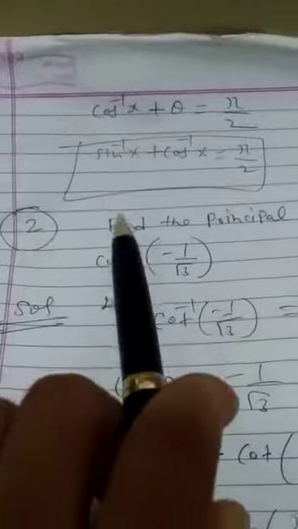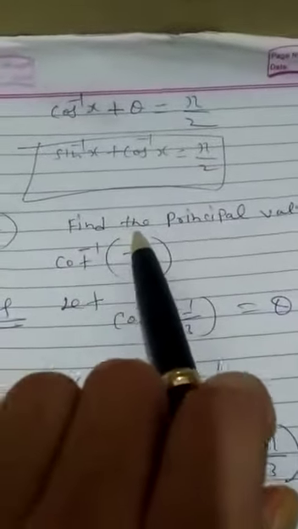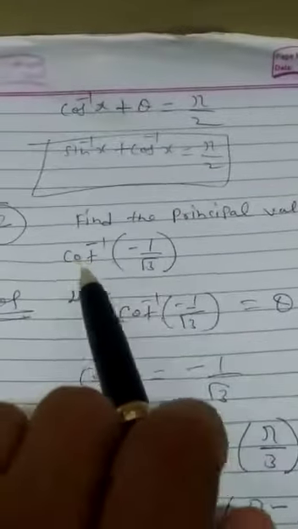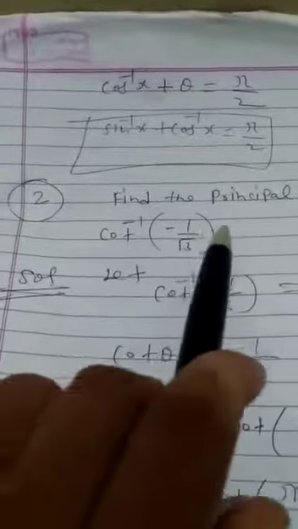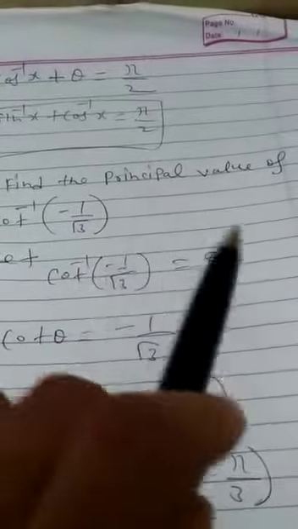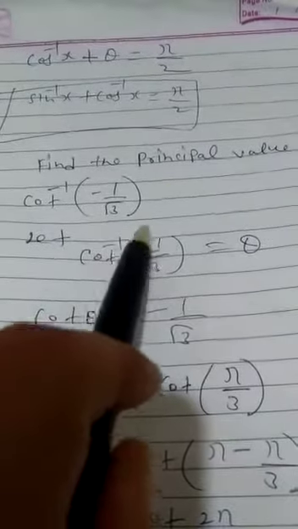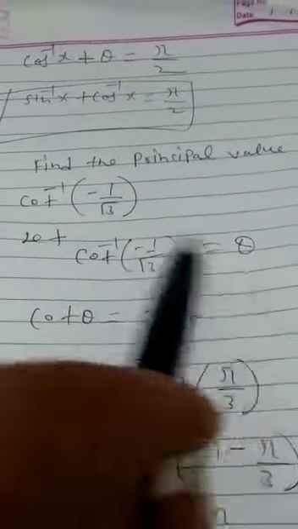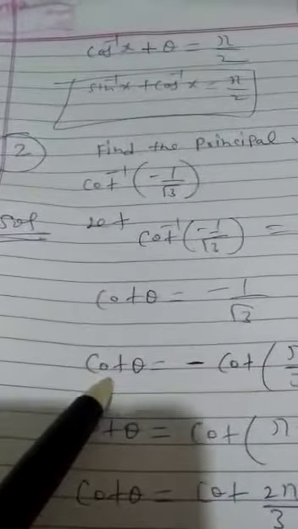Next question, this is a very important question: find the principal value of cot inverse of minus 1 upon root 3. Now the solution. Let cot inverse of minus 1 upon root 3 be equal to theta. Here is the inverse; transferring to the right side, cot theta is equal to minus 1 upon root 3.